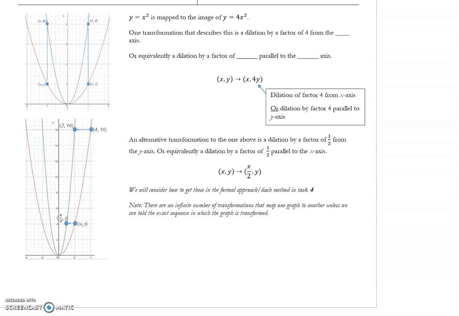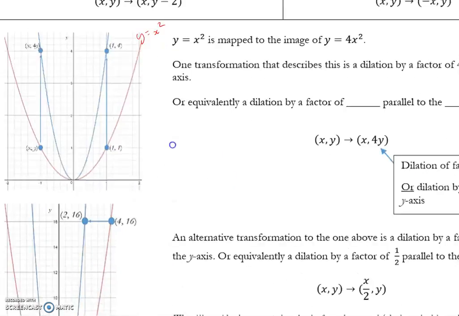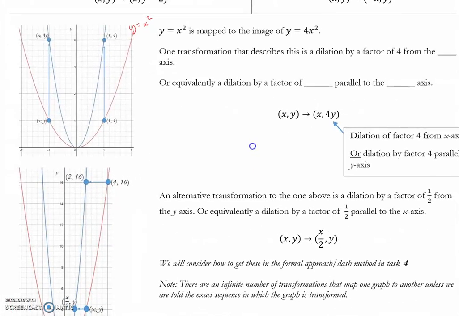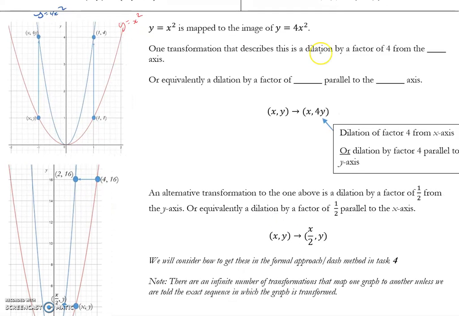Okay, so this video is going to talk about dilations. In this picture here, the red one is y equals x squared and the blue one is y equals 4x squared. Your y equals x squared is transformed, or mapped, to the image y equals 4x squared. One way of describing this is that it's a dilation by a factor of 4 from the x-axis.